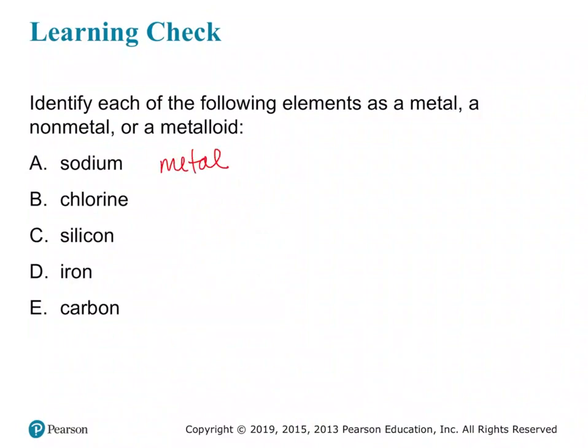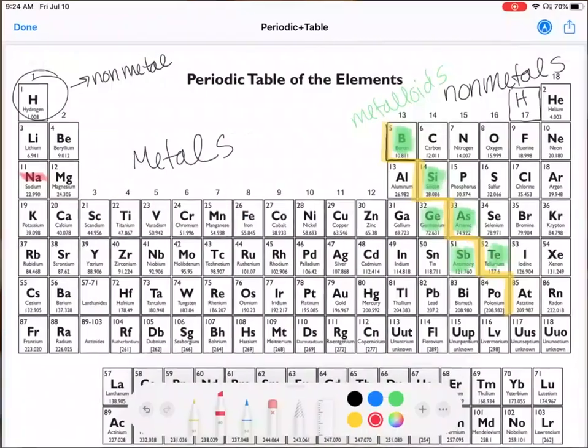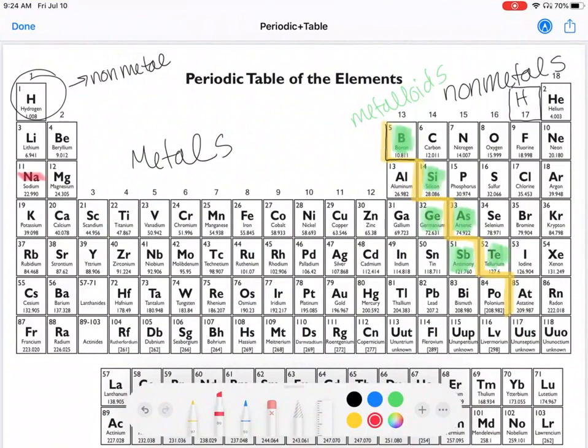What about chlorine? So chlorine has the symbol Cl. So that's right here. It's number 17. And that is to the right of the diagonal line. So it is a nonmetal.